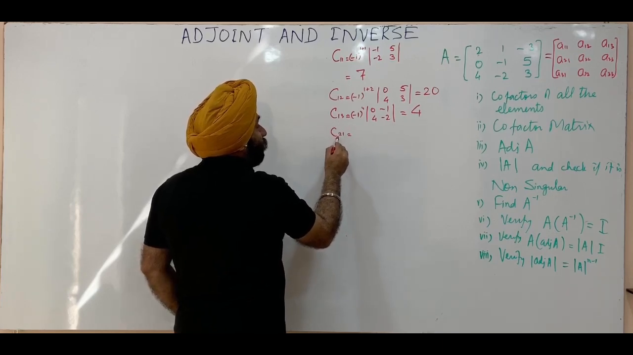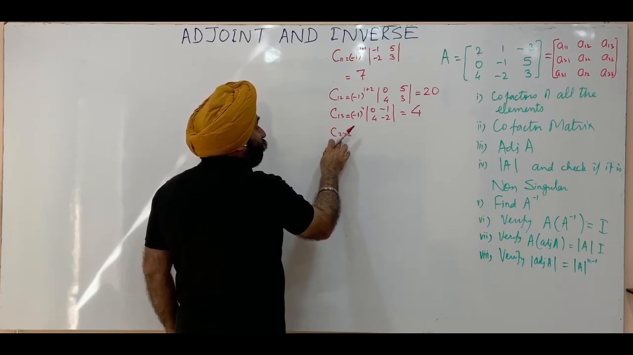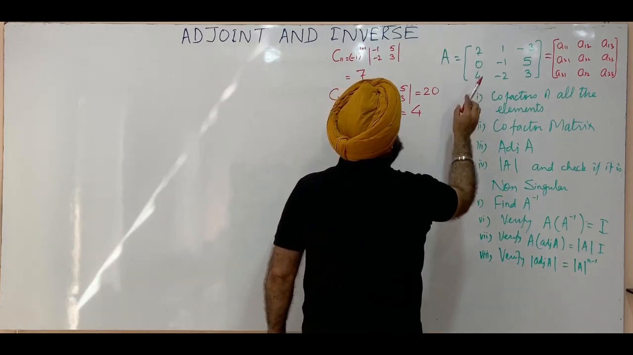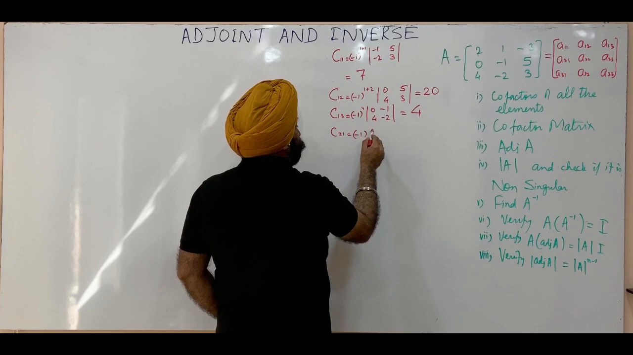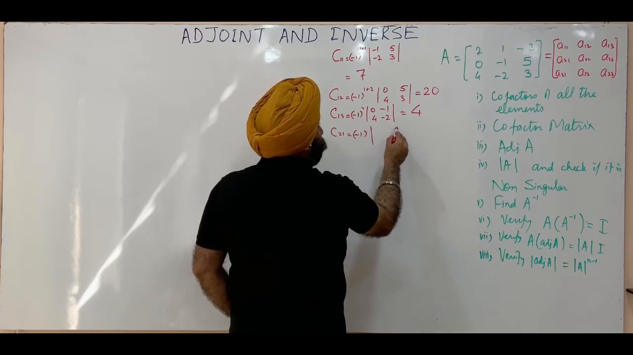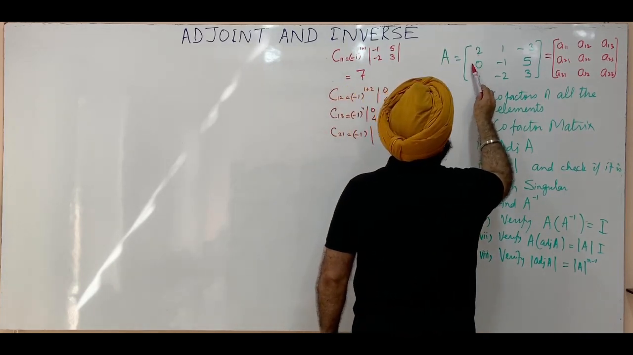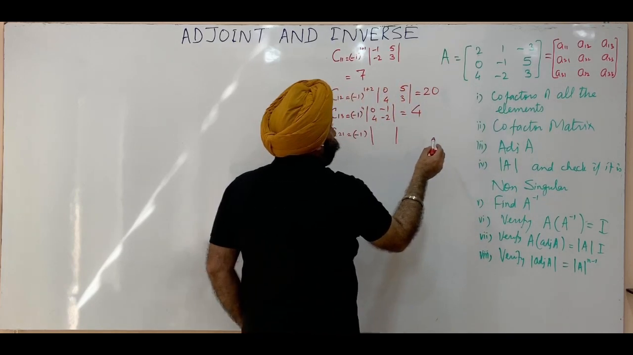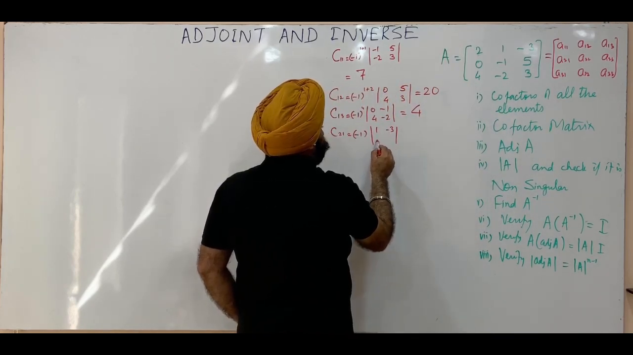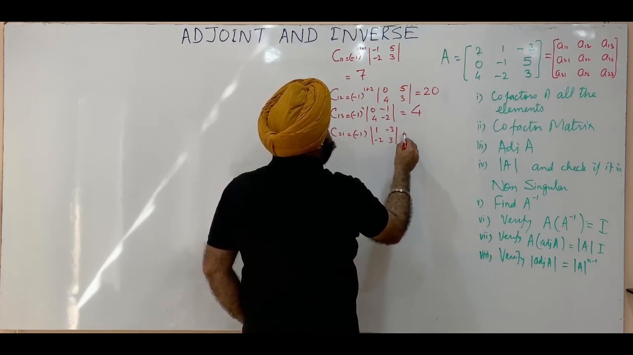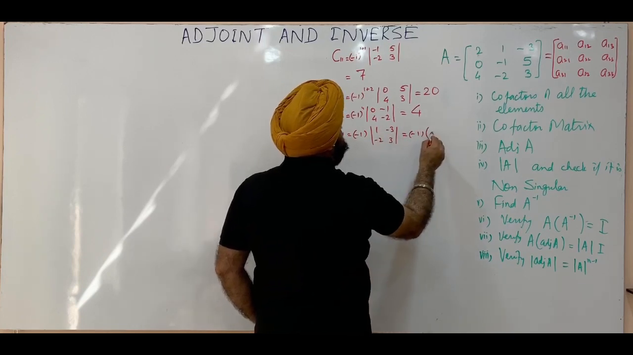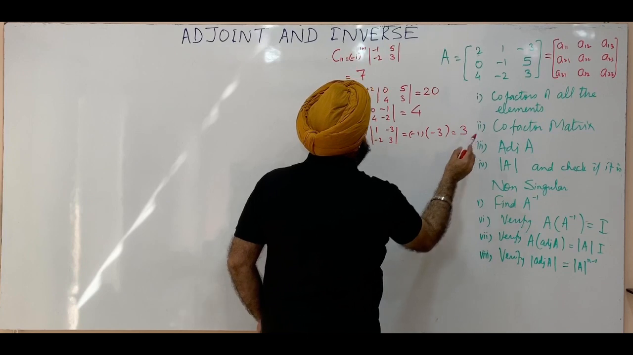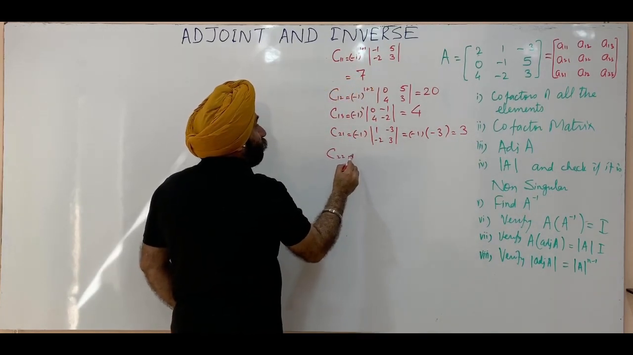C21. These are now the elements of the second row, the cofactor of this element. This will be minus 1 raised to 3, which is minus 1, into the determinant. Leave this row and this column. This is minus 2 and this is 3. So this is minus 1 into 3 minus 6. So it's 3.